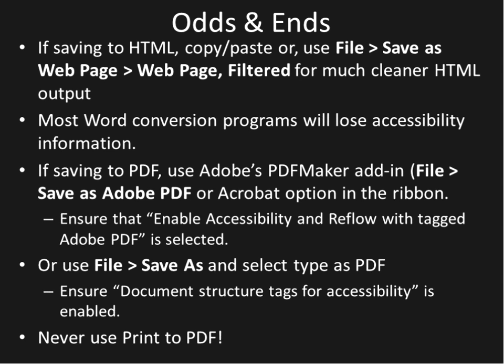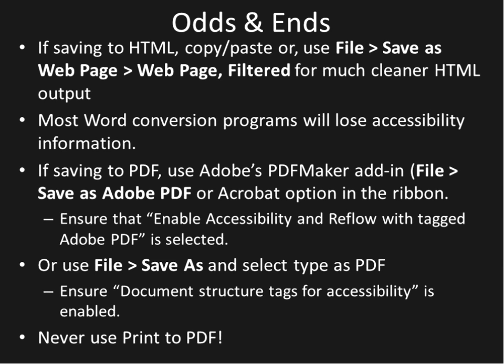Now, if you are saving to PDF, you want to use, as much as you can, Adobe's PDF Maker add-on. So this is something that's added into Microsoft Word if you install Adobe Acrobat Professional, and it will present options under the File menu to save as Adobe PDF, or it creates a little Acrobat icon in the ribbon or menu at the top of Microsoft Word. You want to use those options. That will ensure that the accessibility information is maintained in that Word document when it's converted to PDF.